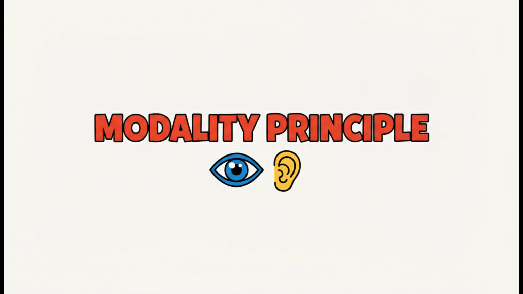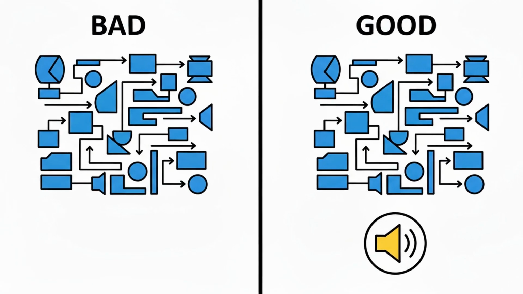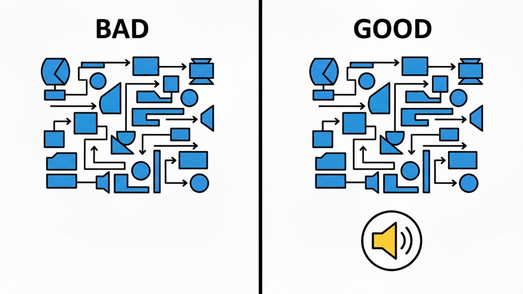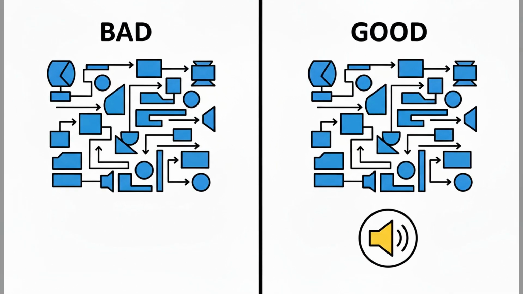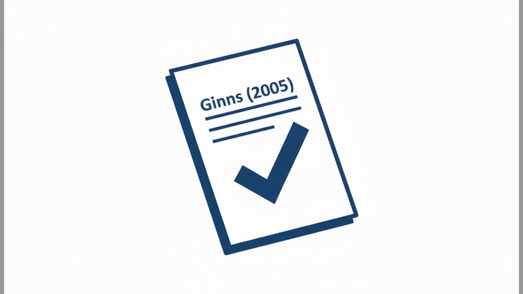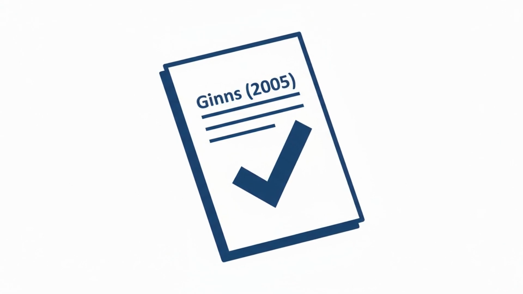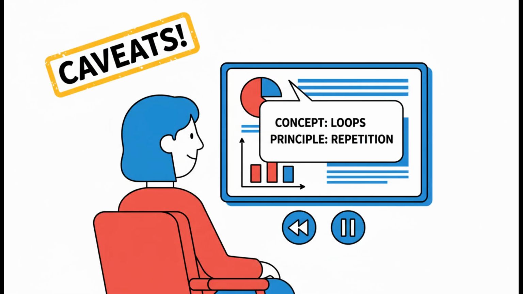Now, the modality principle. If you're showing a complex visual, like a process diagram or an informative chart, pair it with spoken words rather than loading the screen with a text block. That distributes load across your visual and auditory channels and reduces competition within a single channel. Ginns' 2005 meta-analysis supports this, particularly for complex paced visuals. Caveats, if learners can self-pace and reread, on-screen text can be fine.